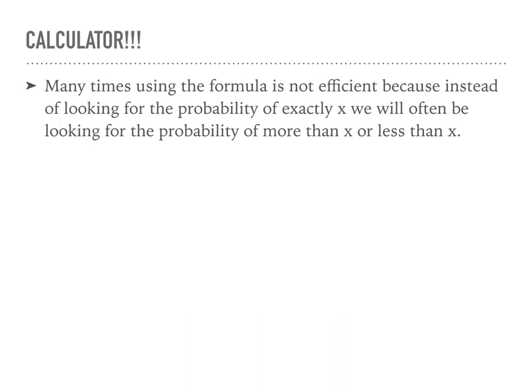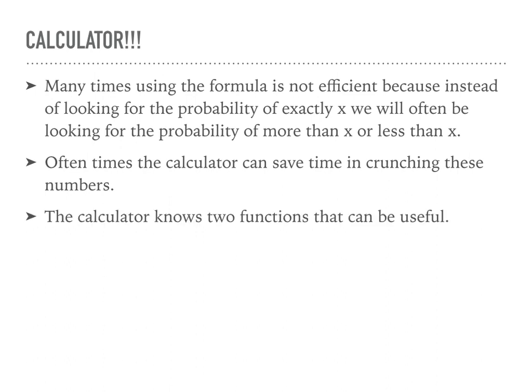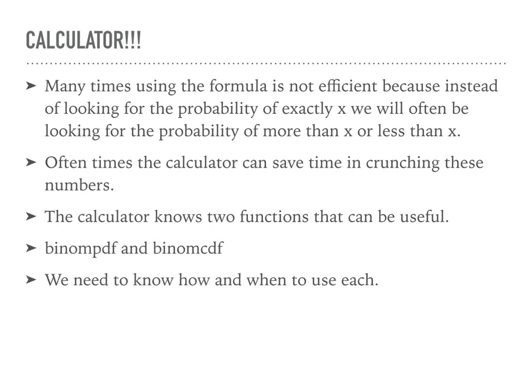Enter your calculator. So many times using the formula is not efficient because instead of looking for the probability of exactly x, we often are looking for the probability of more than x or less than x. Oftentimes the calculator can save us time in crunching these numbers. The calculator knows 2 functions that can be useful. They're called binom PDF and binom CDF. We need to know how and when to use each of these functions.